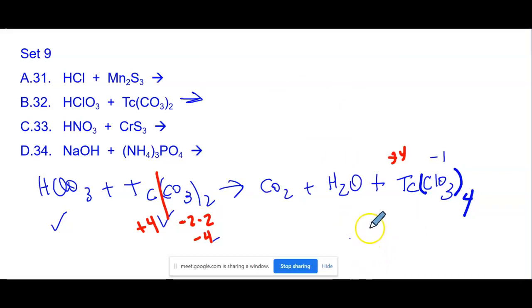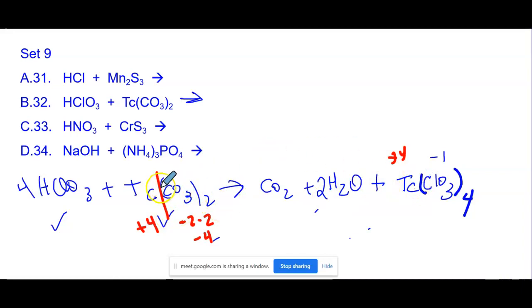Does that make sense? And now let's balance it because now everything's good. So I see that I have 4 Cls. So I need 4 Cls on this side. So I'm going to put a 4 here, which gives me 4 H's. So I need 4 H's over here. So I put a 2 there. Now my H's and Cls look good. My Tcs are good, 1 to 1.